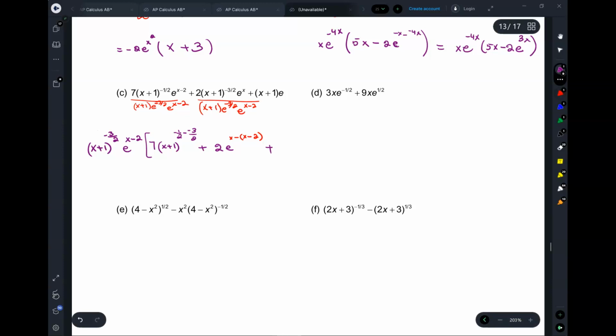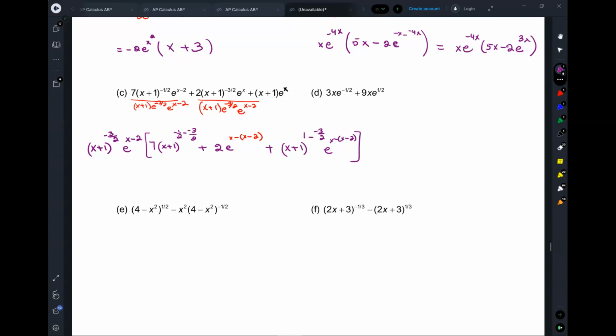Plus, here I have x plus 1 to the power of 1 minus negative 3 over 2. And then, oh, you know what? Sorry, I missed an x here. This last one should be e to the x. Right? So again, it's going to be the same thing. E to the x minus 2. How do you guys feel about that?